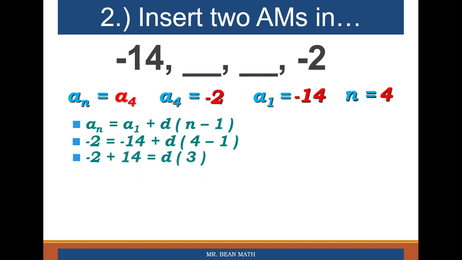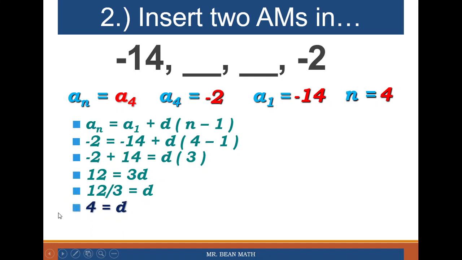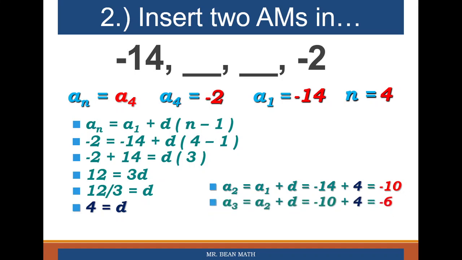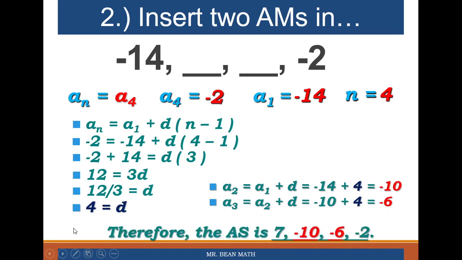Negative 2 plus 14 equals d times 3. 12 equals 3d. 12 divided by 3 equals d. And 4 equals d. Hence, a sub 2 equals a sub 1 plus d equals negative 14 plus 4 equals negative 10. A sub 3 equals a sub 2 plus d equals negative 10 plus 4 equals negative 6. Therefore, the two AMs between negative 14 and negative 2 are negative 10 and negative 6.